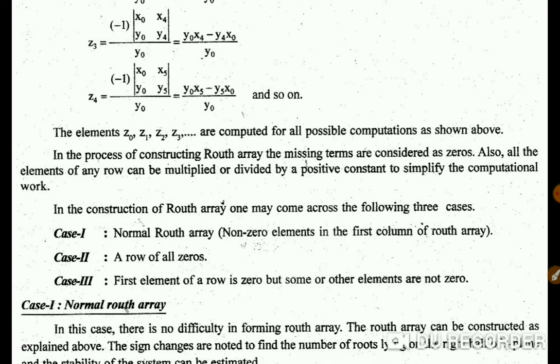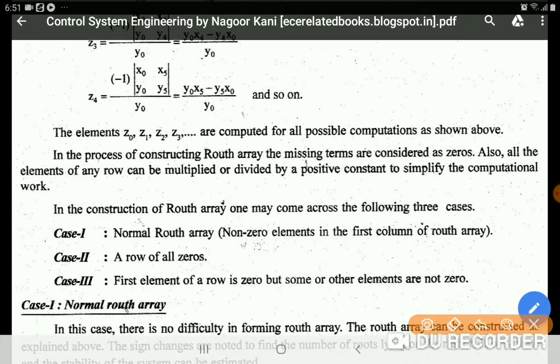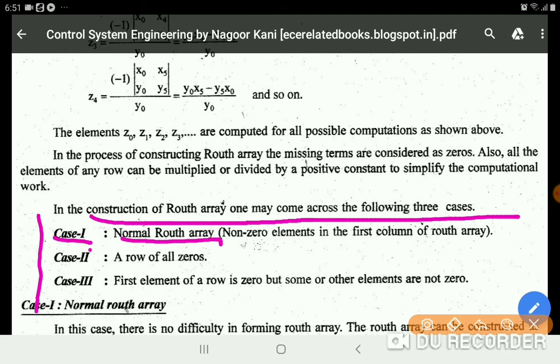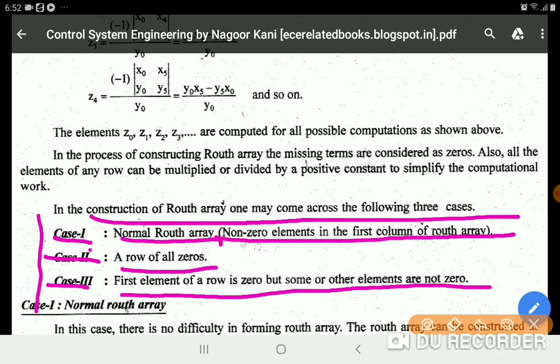Then the three important cases for constructing a Routh array. The following three cases should be known to everybody. Case 1, normal Routh array, meaning non-zero elements in the first column of the Routh array. Case 2, a row of all zeros. Then case 3, the first element of a row is 0 but some or other elements are not 0.